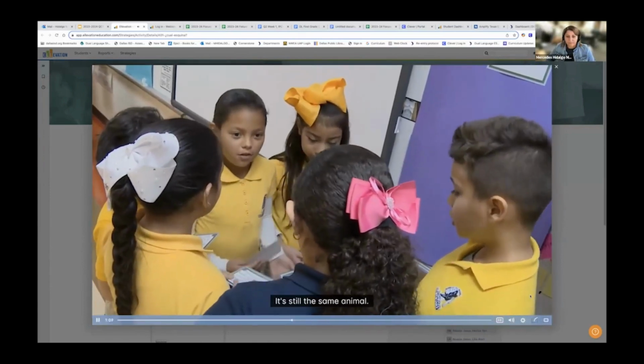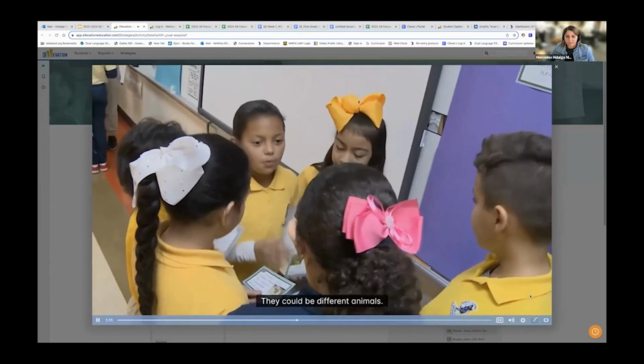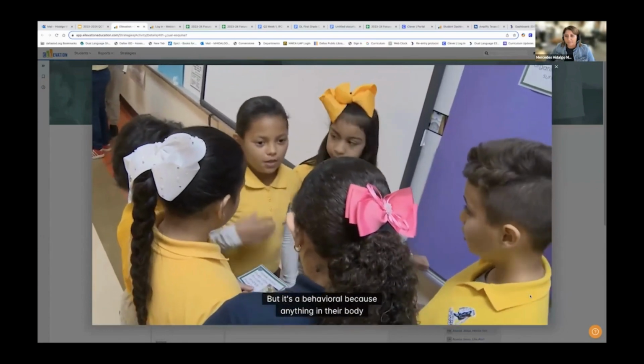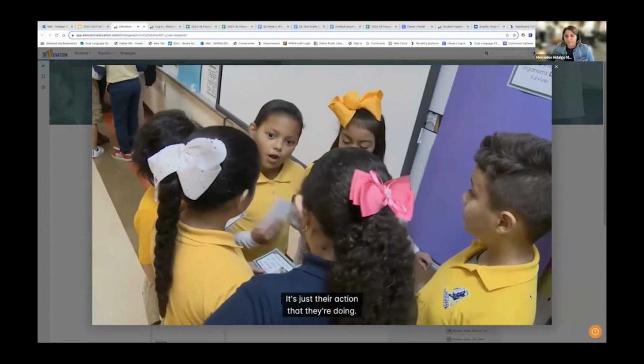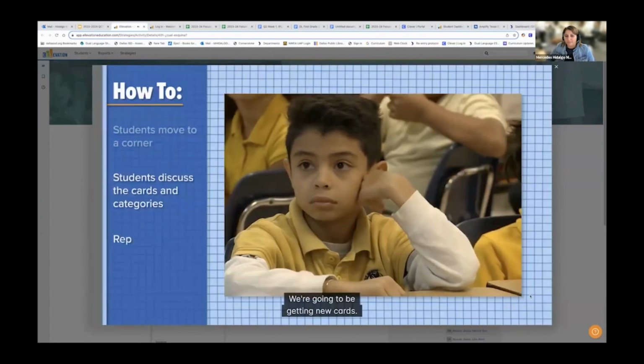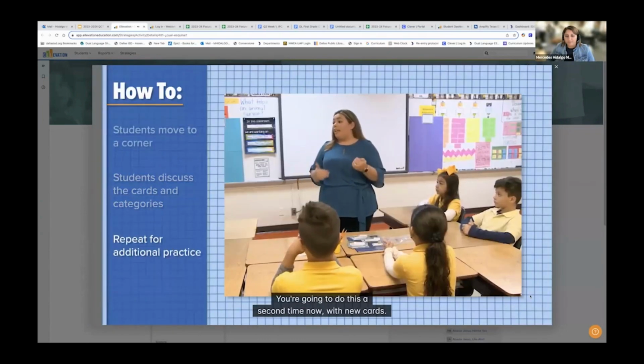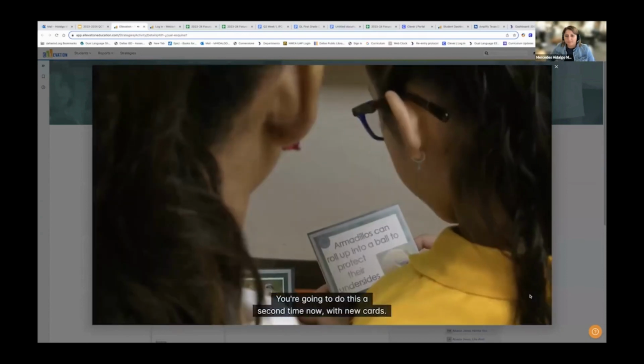Yeah. So it's still the same animal. They could be different animals, but it's a behavioral change because anything in their body hasn't changed yet. They're still the same animals, just their action that they're doing. Yeah. We're going to be getting new cards. You're going to do this a second time now with new cards.